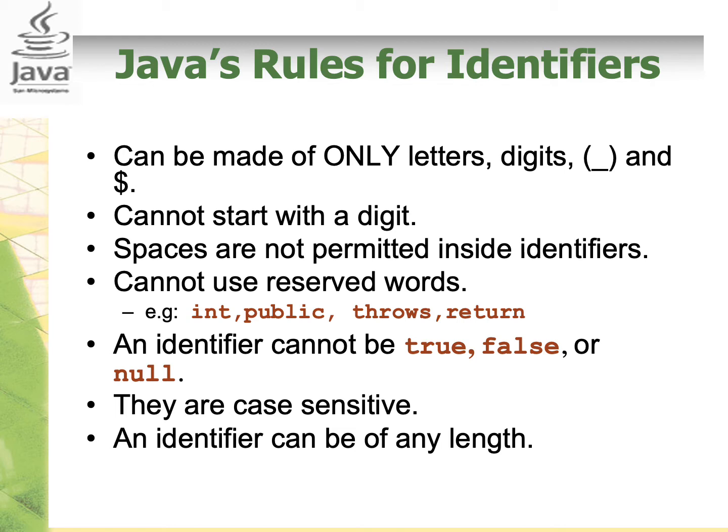Continuing with the other rules, an identifier cannot be true, false, or null. They are also case sensitive. We have seen this in our lab 1 where we have capital T and we know when we run our code that capital T is not the same as small letter t. An identifier can also be of any length. So it can be a long word or a short word. For example, x, or we can have length of circle.